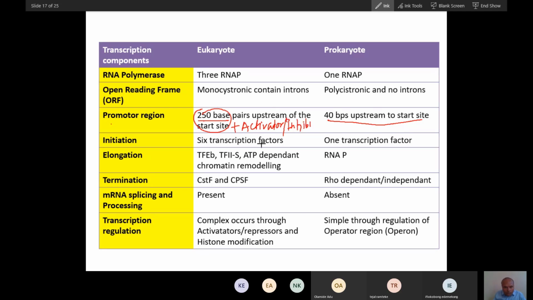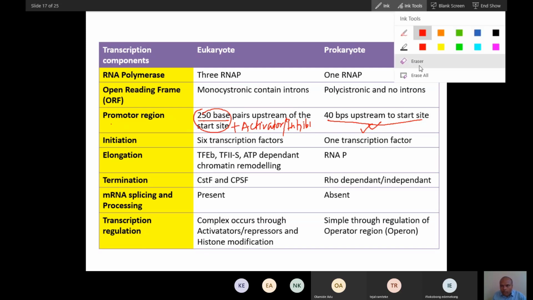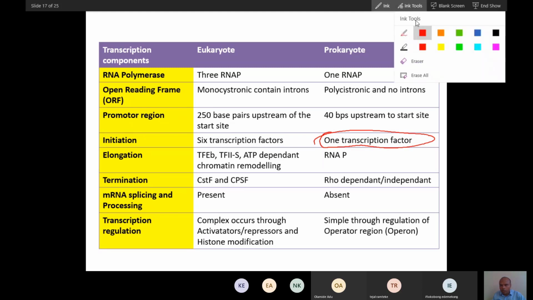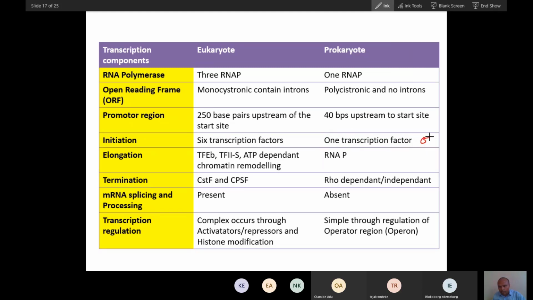So this region is more complicated in eukaryotes. This is very simple in prokaryotes. So the promoter region is a bit complicated in eukaryotes and not complicated in prokaryotes. So initiation. Here you will see what is there in initiation. One transcription factor is there in initiation. What is that? Sigma factor. Sigma is there in initiation.